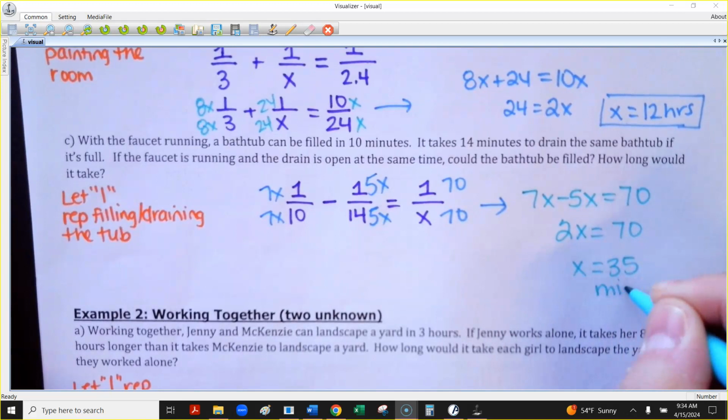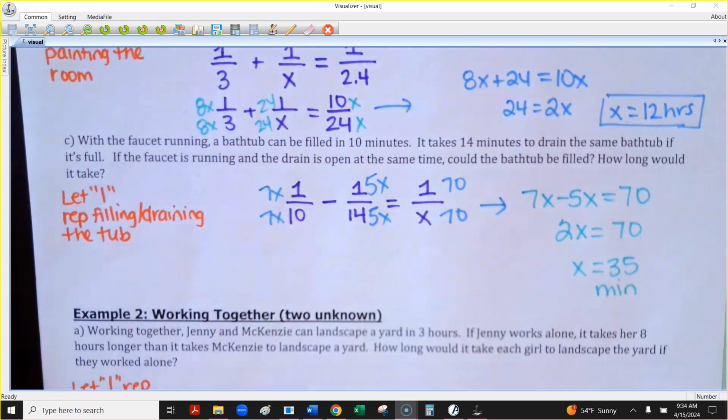Since the information about the faucet and the drain were both in minutes, then your answer's in minutes. So it could happen. It would take 35 minutes. Hopefully you don't leave a bathtub unattended that long, because that's not safe.